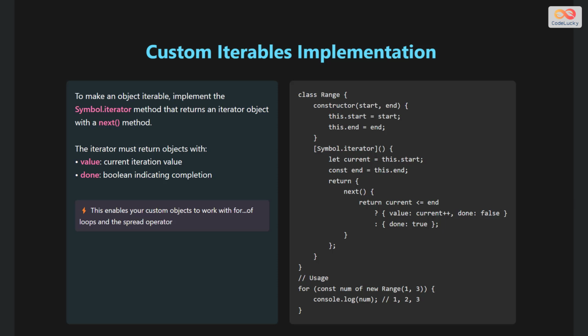For example, we have a class called Range which takes in start and end values. The iterator method returns an object with the next method. The next method returns the current value if current is less than or equal to end, or it returns done as true. Now we can iterate over the Range object using a for...of loop, which logs numbers from 1 to 3.